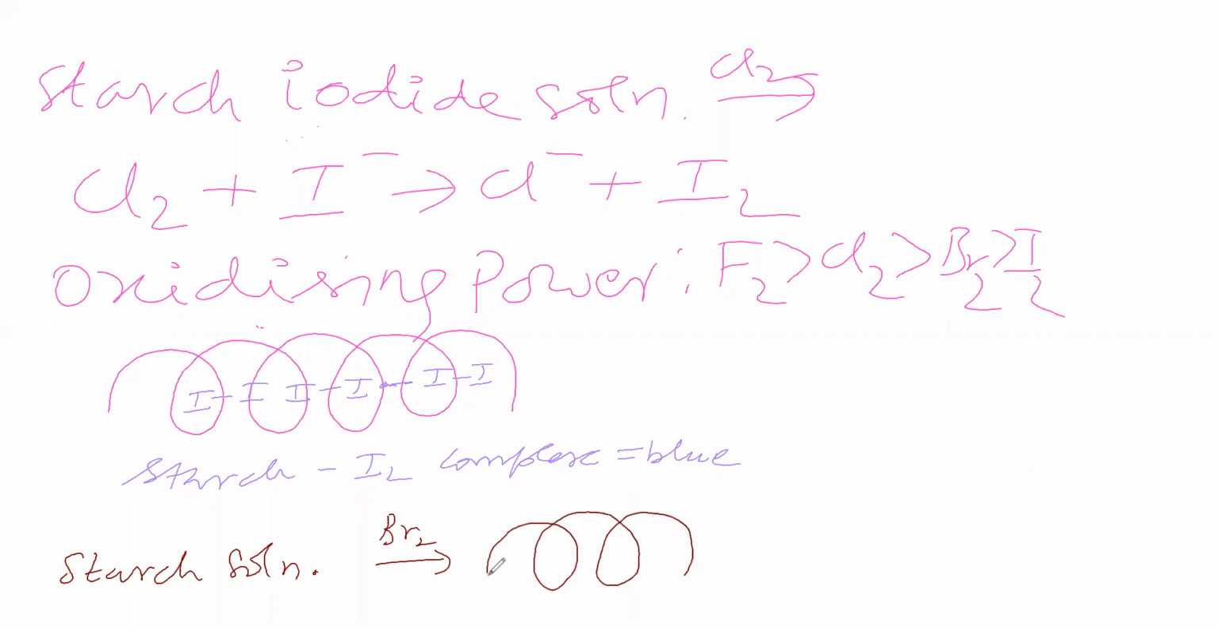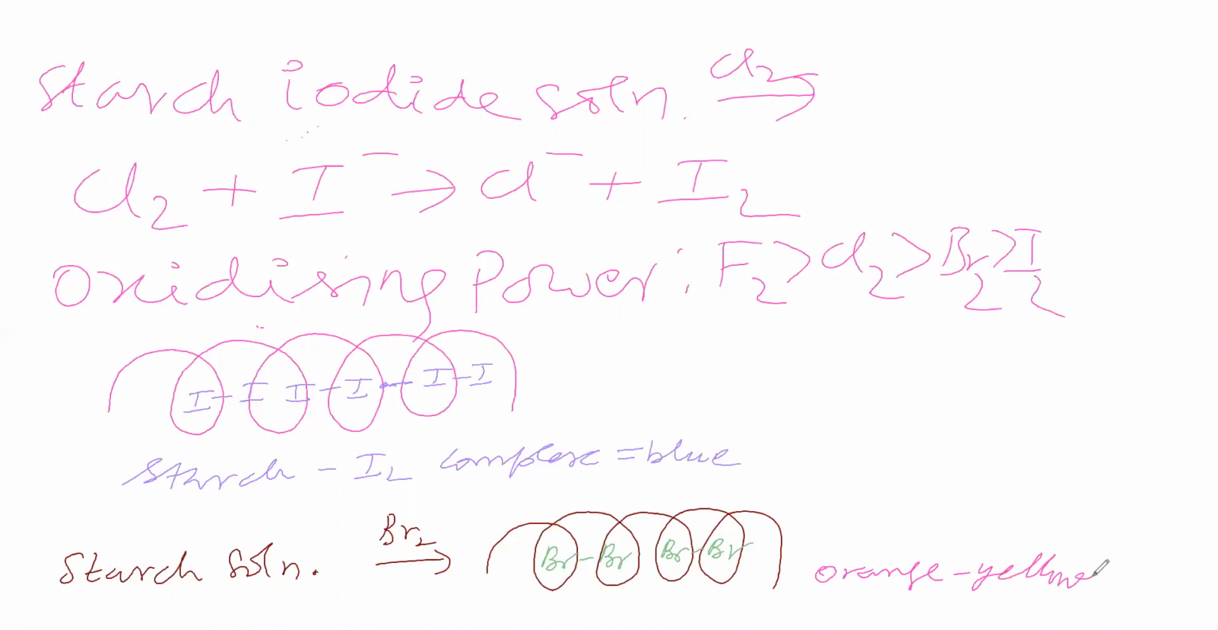It is the starch polymeric chain. Inside the starch polymeric chain, an empty gap is there. In the empty gap, bromine occupies. Now it is showing color. The color of the complex is orange yellow.